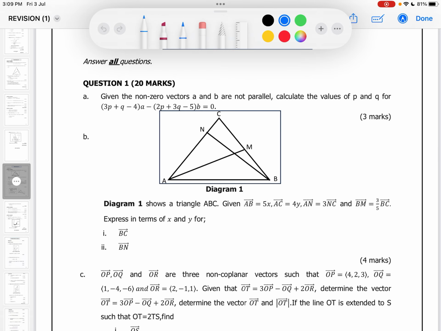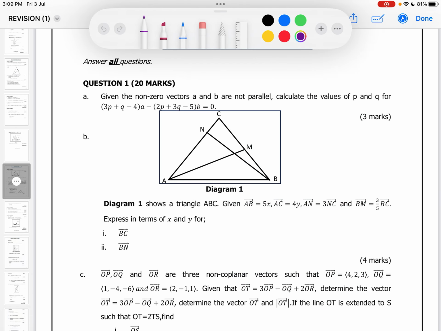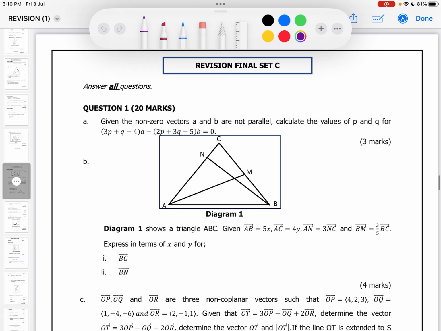Okay, so I'm just going to proceed with set C because I can. I want to skip set B. Okay, whatever. Anyway, so let's continue with this set.